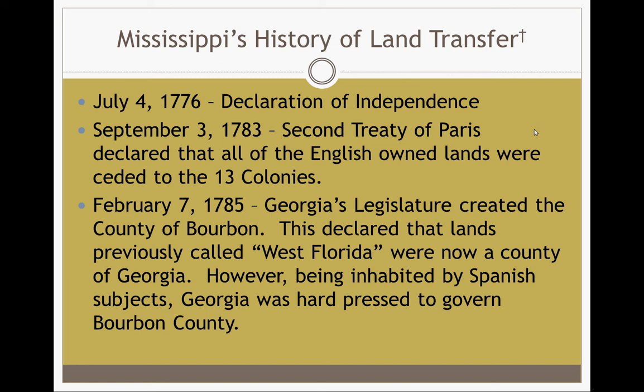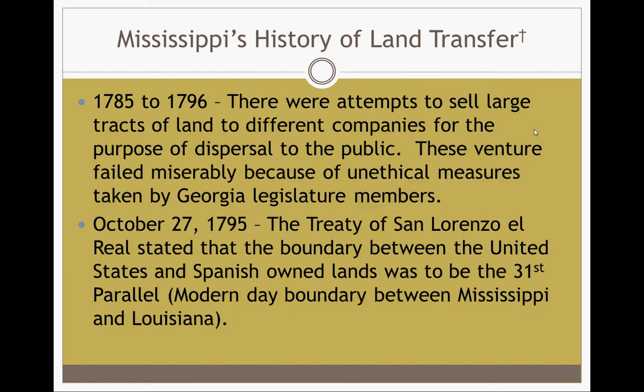This declared that lands previously called West Florida were now a county of Georgia. However, this was inhabited by Spanish, and they weren't real pleased about being told that they were now part of an English or an American colony, and they were going to be called the County of Bourbon. So Georgia was hard-pressed to govern this because it stretched Georgia out. You think where Georgia is today, coming all the way to the Mississippi River and telling some people what to do in a day when we don't have interstate highways and mass transit, it was very difficult to govern, and this failed miserably.